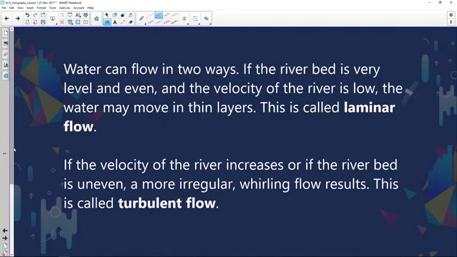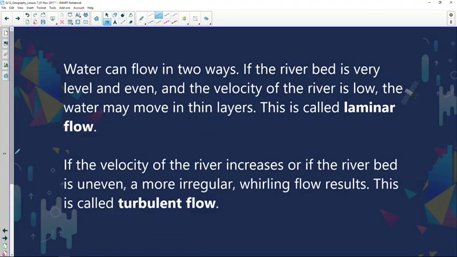Now, water can flow in two different ways in this river channel. Two things that you need to keep in mind over here are the friction of the riverbed and the steepness of the riverbed. Now, when the river flows and the velocity of the river is low, the water may be moving in thin lines. This is known as laminar flow.